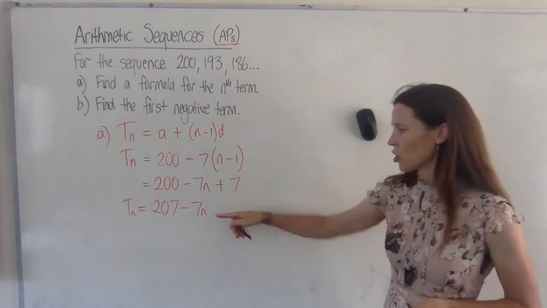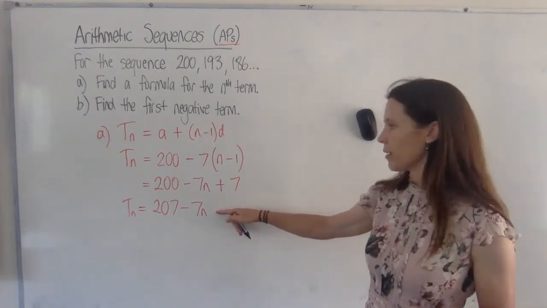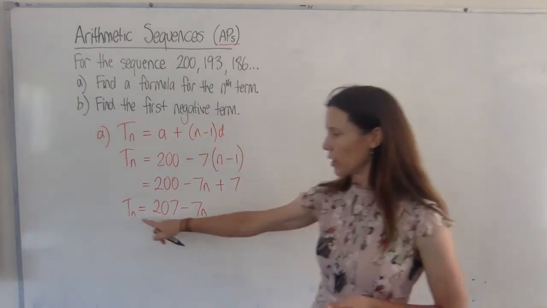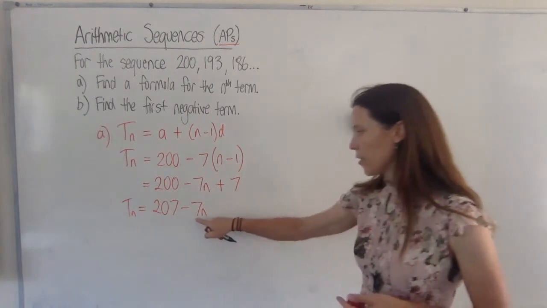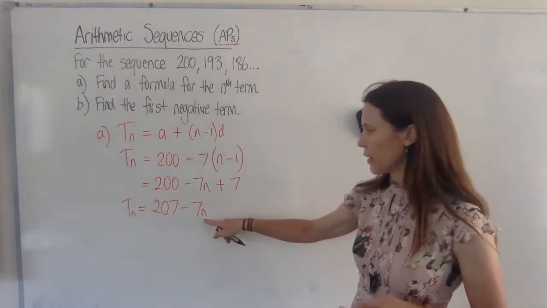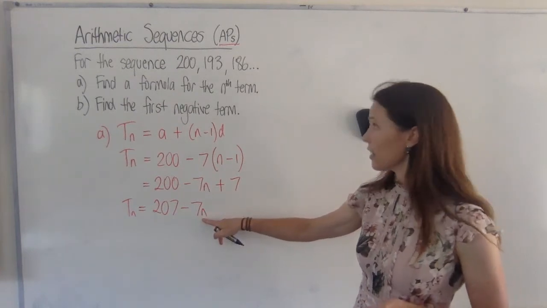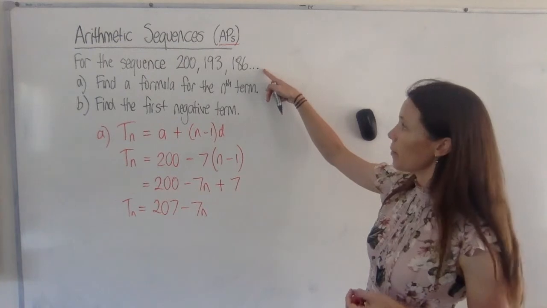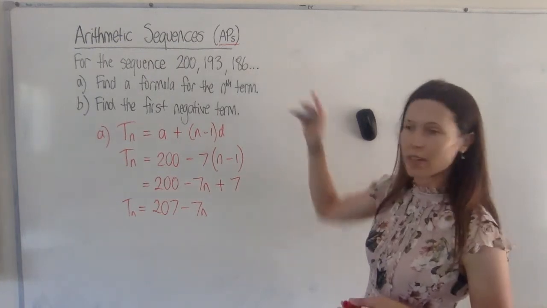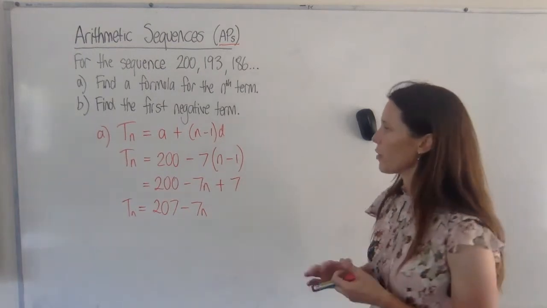So let's just double check that now. Anytime you answer a question, if you can, check that you've got it right. What would the fourth term be according to my formula? Well, subbing 4 in there for n, I know that 7 4s are 28, and if I do 207 minus 28, then I'm going to get, is it 7 less than this? Yep, it should be 179, so that's right. So just double checking helps you make sure you're on the right track.